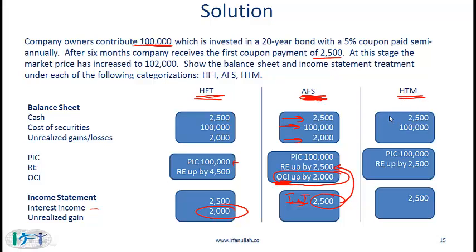With held to maturity, our treatment is the simplest because we completely ignore any unrealized gains. Cash goes up by 2,500 because that is the coupon that we actually receive. The cost of the security is shown at 100,000. We do not show any unrealized gains. The paid in capital is 100,000 as before. The retained earnings of 2,500 come from the interest income that we generated, and we are assuming that all of that was retained. You need to understand this example very well. As I said before, I think this is highly testable.